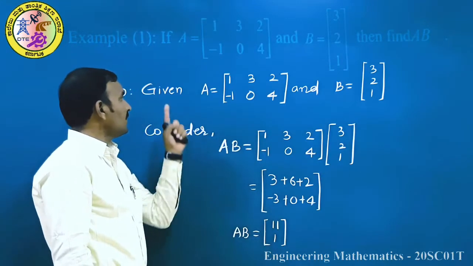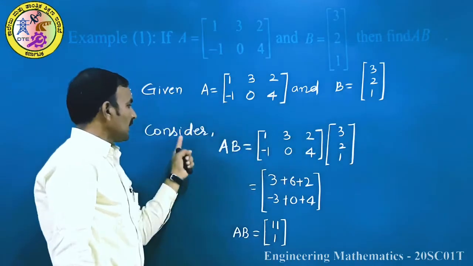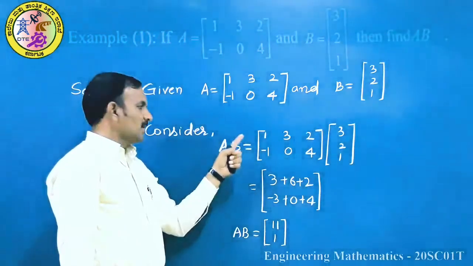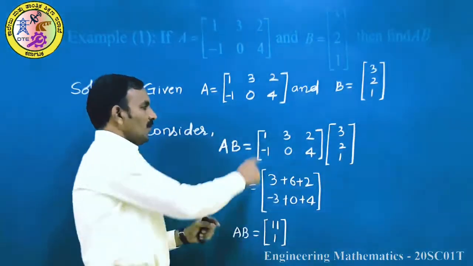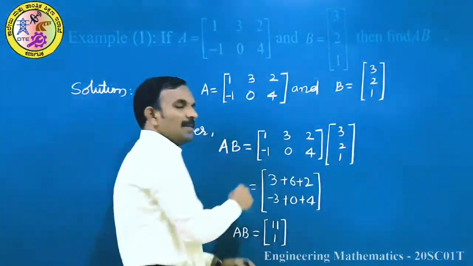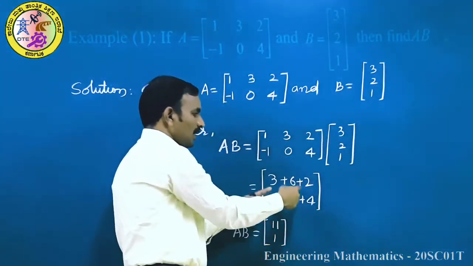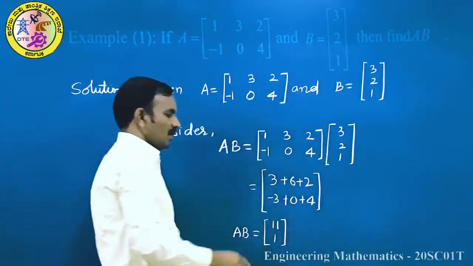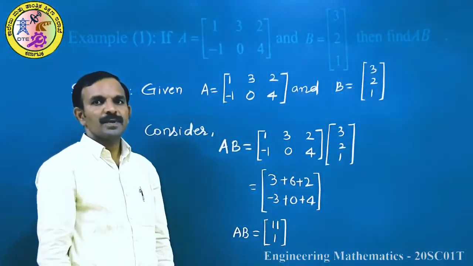First step, write down the given matrices A and B. Then consider A into B. Write matrix A and matrix B. Next, take the first row and multiply with the first column, then the second row with the first column. Then simply add. If you want, you can note it down.